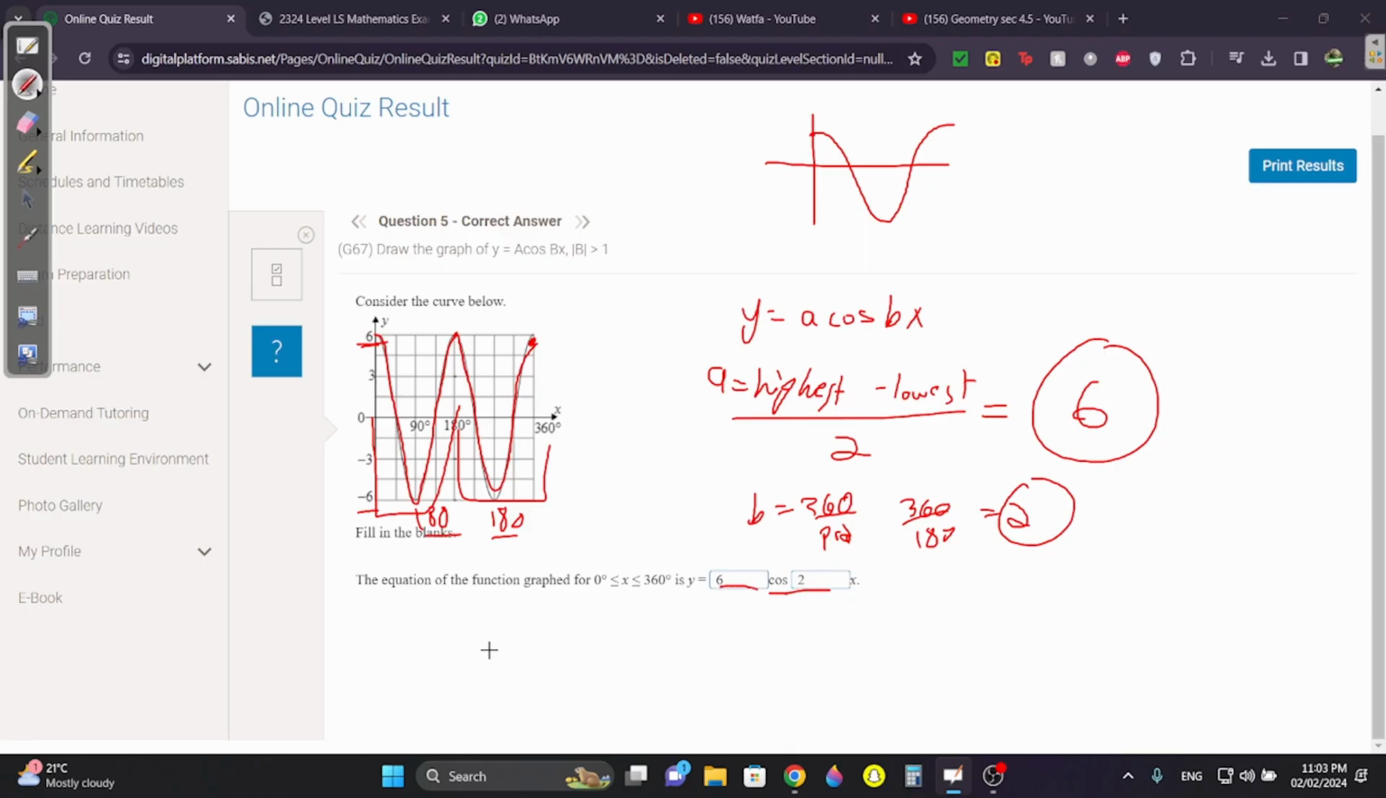When will it be negative 6? Negative 6 if the graph starts from the bottom, like this. This is a negative cosine graph. It starts from the bottom, but here it's following the rule of cosine, which is starting from the top, then going back down and coming back up. That's following the rule, so it's positive.